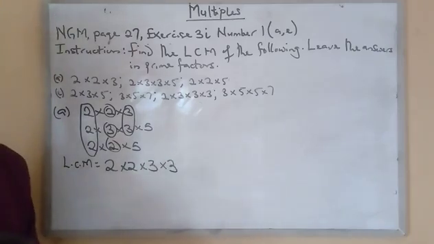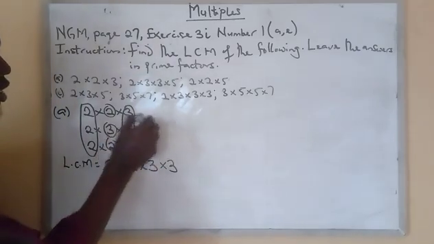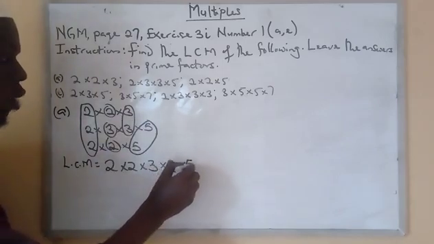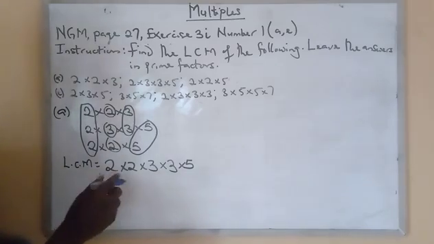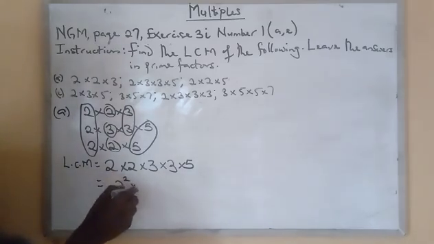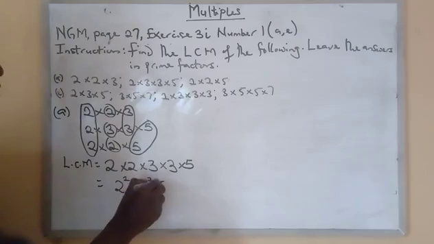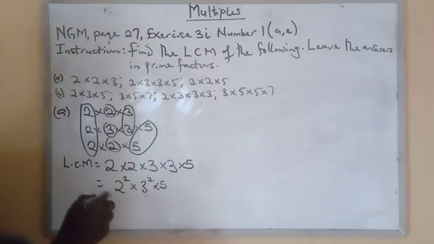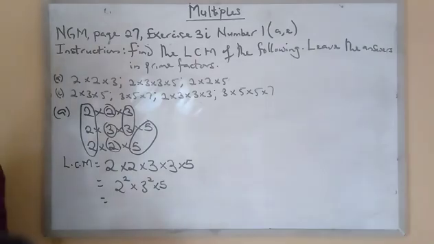In fact, in lowest common multiple, all numbers are considered. So this 5, we also take as 1. And our final answer will then be 2 times 2, which is 2 to the power of 2, times 3 to the power of 2, times 5. We can express it in full to get the number, but we are asked to leave our answer in prime factors, so we can leave it this way.